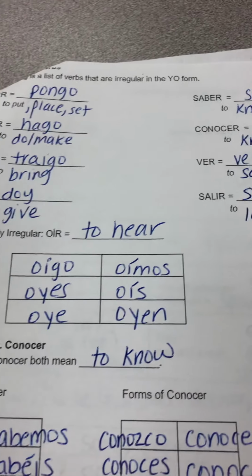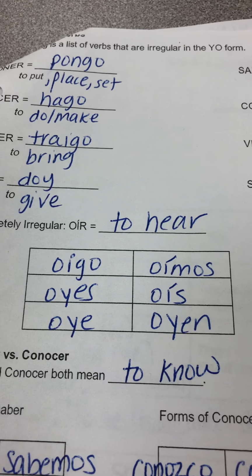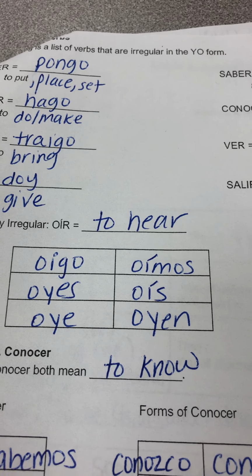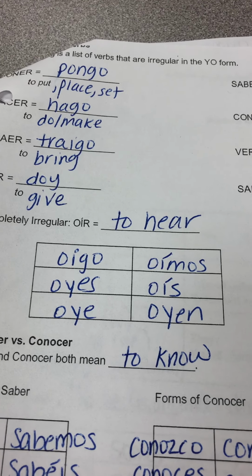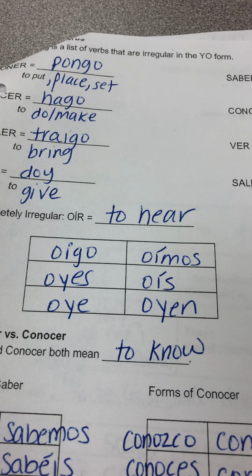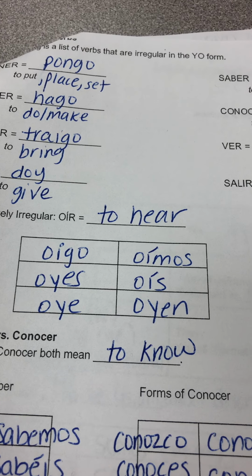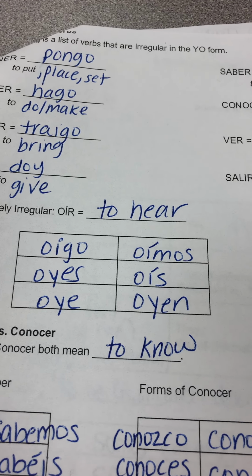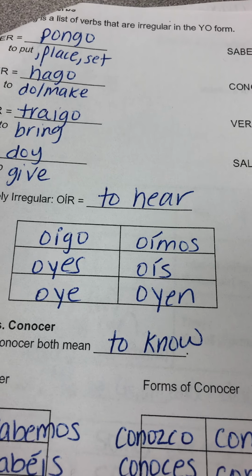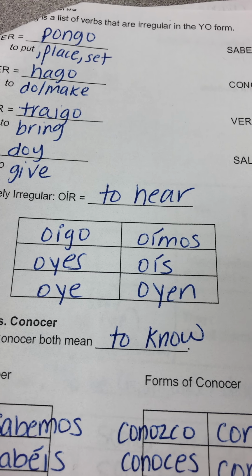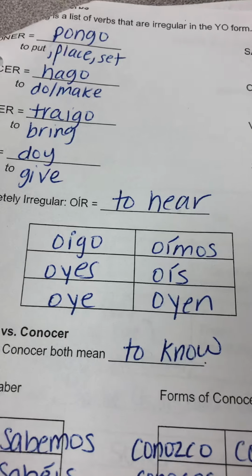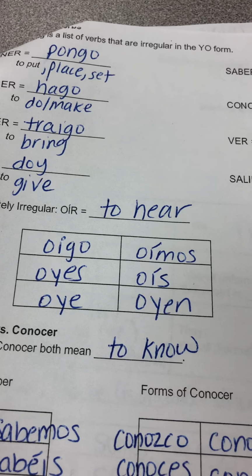All right. Oír, to hear, is completely irregular. It has its own rules, marches to its own beat. So I'm just going to write them out. To hear: oigo, I hear, oyes, oye, oímos, oís, oyen. You just have to learn that one. Accents on the nosotros and vosotros.